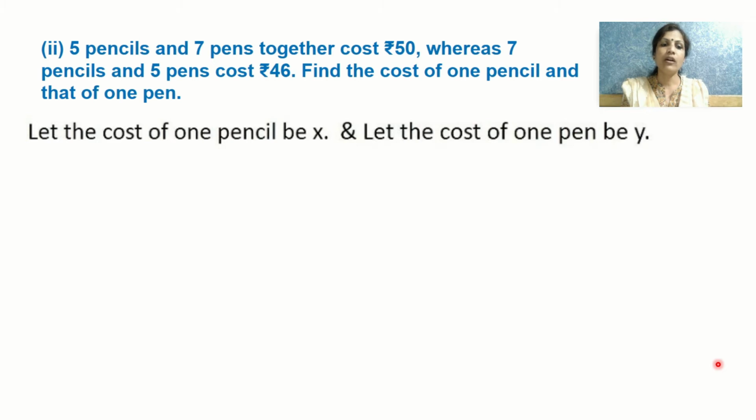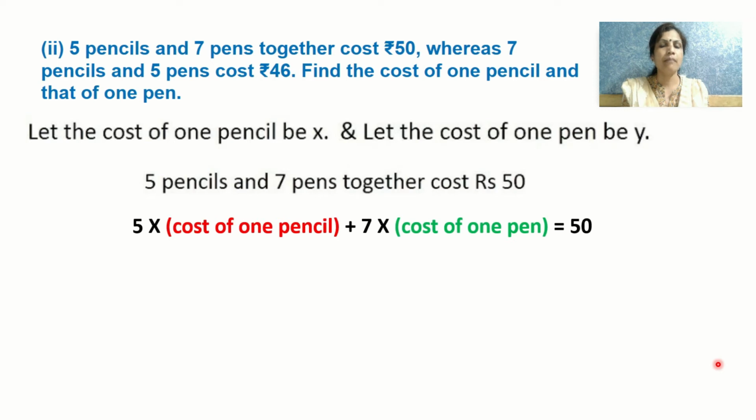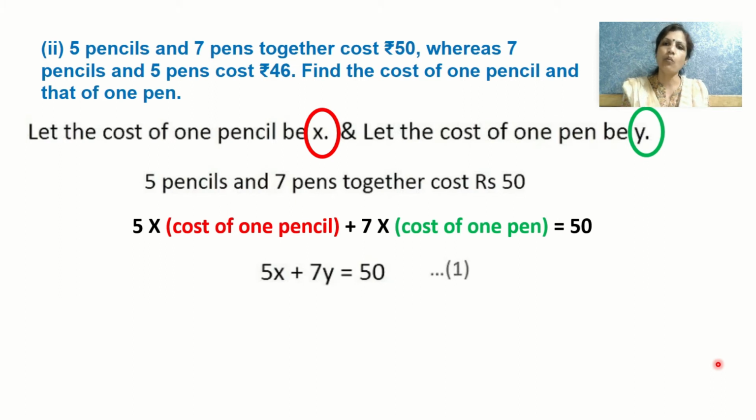Alright, now according to the condition, we have 5 pencils and 7 pens and the cost is 50. So we'll write it like this: 5 into cost of 1 pencil plus 7 into cost of 1 pen is equal to 50. But the cost of a pencil we have taken as x and the cost of 1 pen we have taken as y. So our equation will be 5x plus 7y is equal to 50. We'll consider this as equation 1.